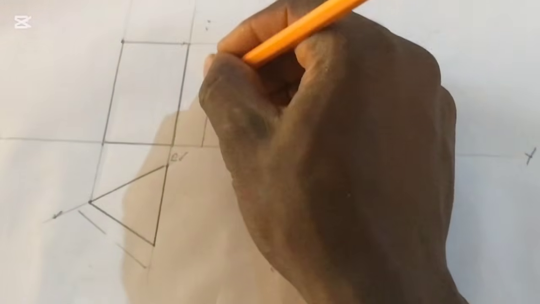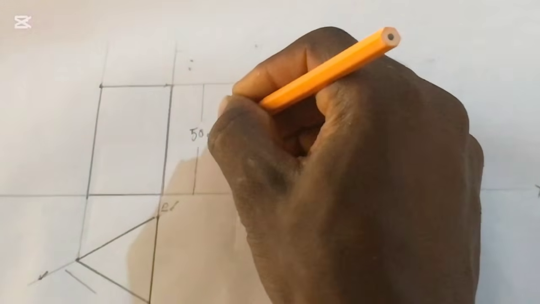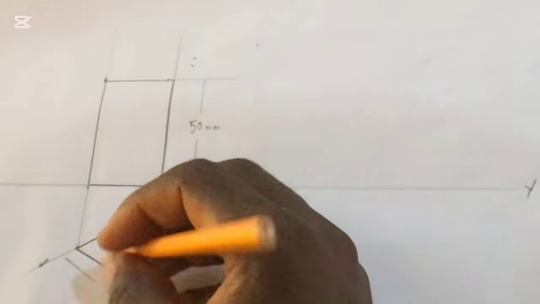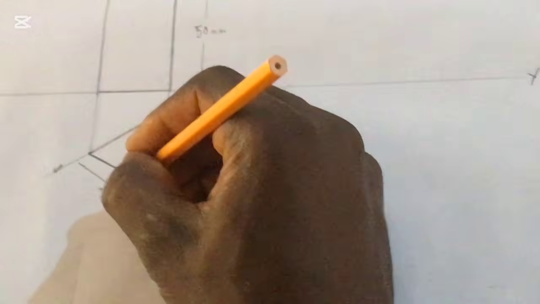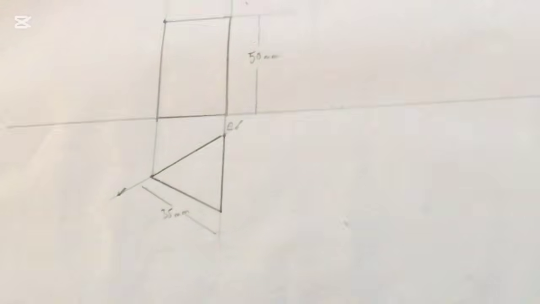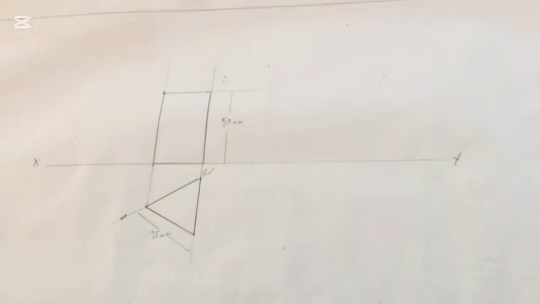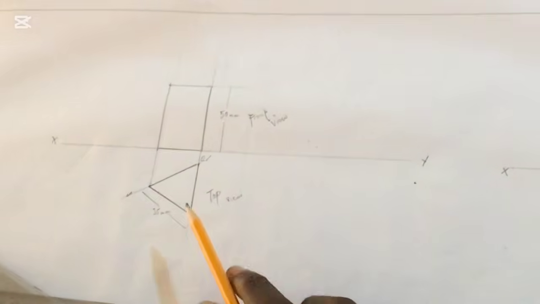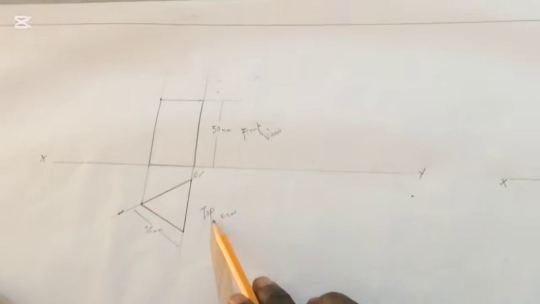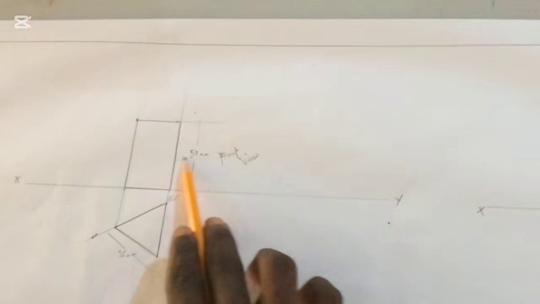So for here we have 50 millimeter. For here we have 35 millimeter. That's all for this first question. The second question, we are going to be doing the pentagonal prism. We are through with this triangular prism. This is the top view and this is the front view.